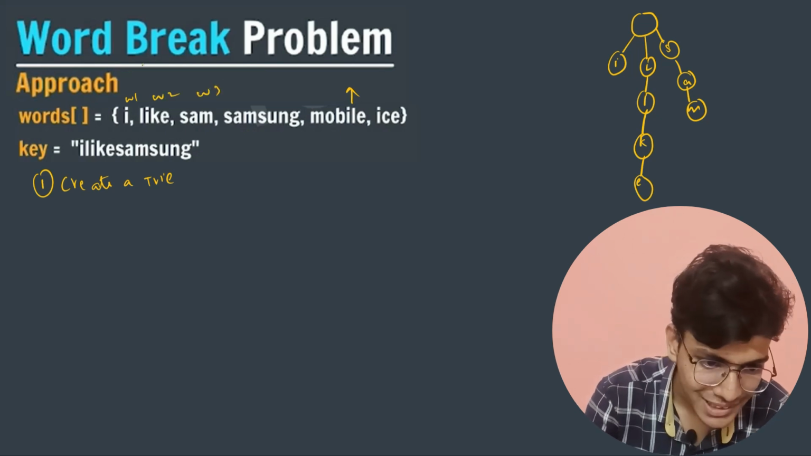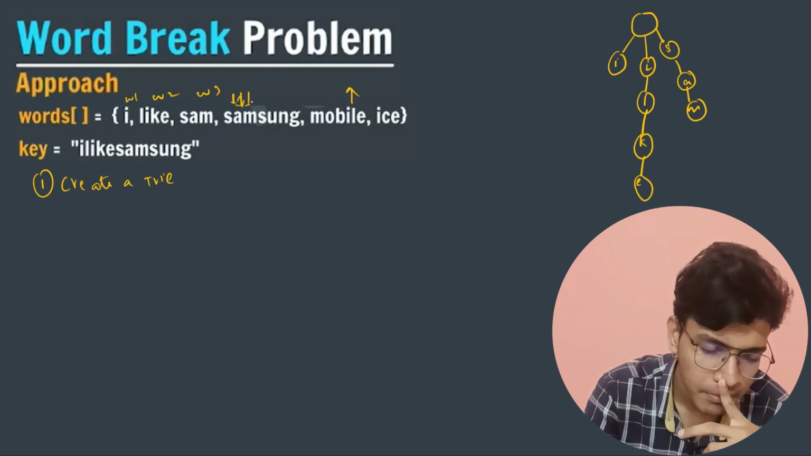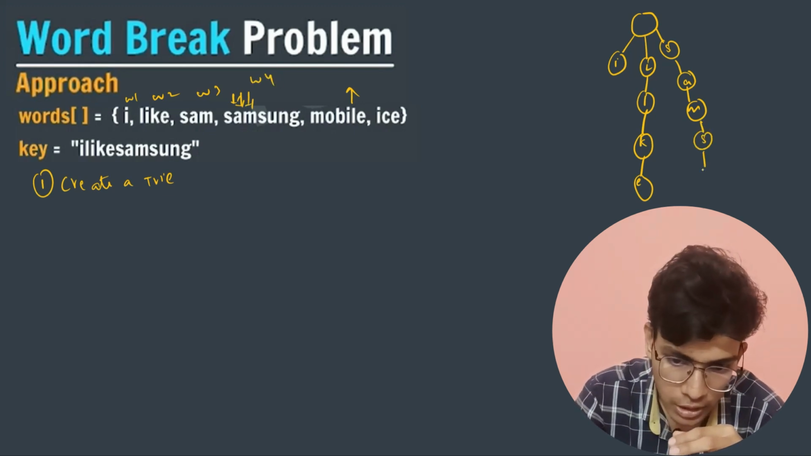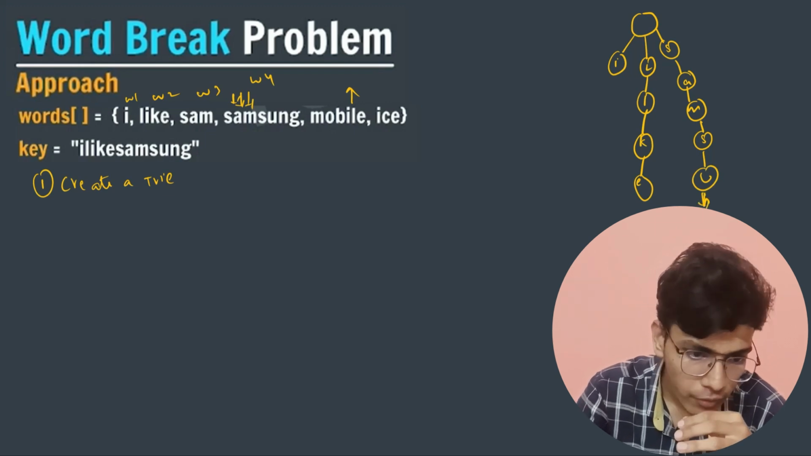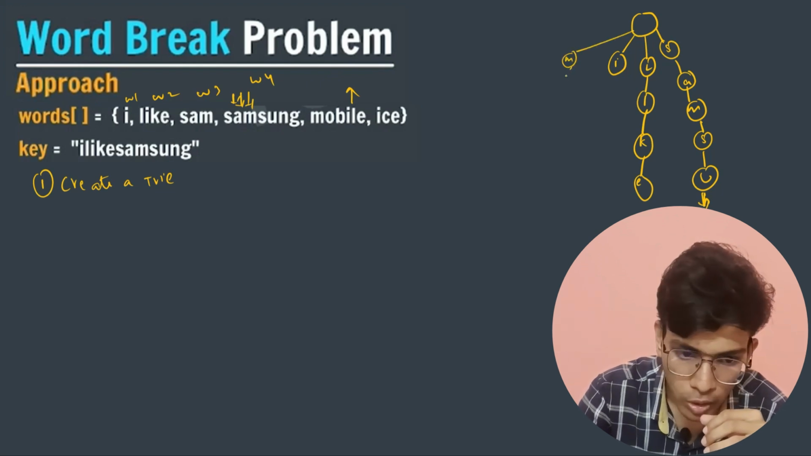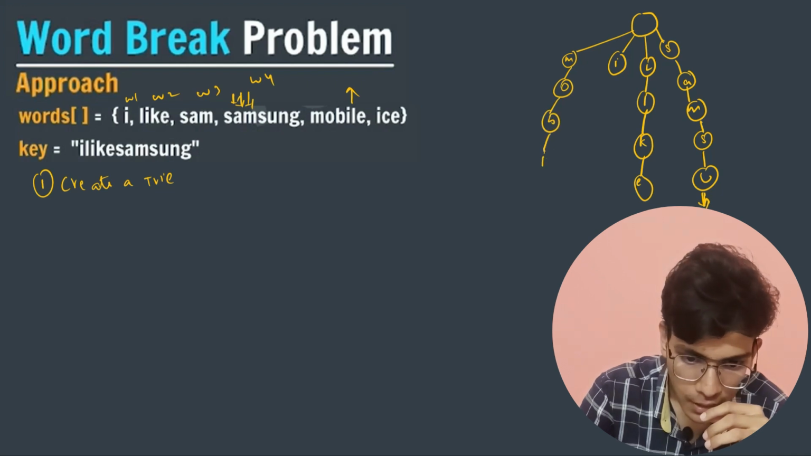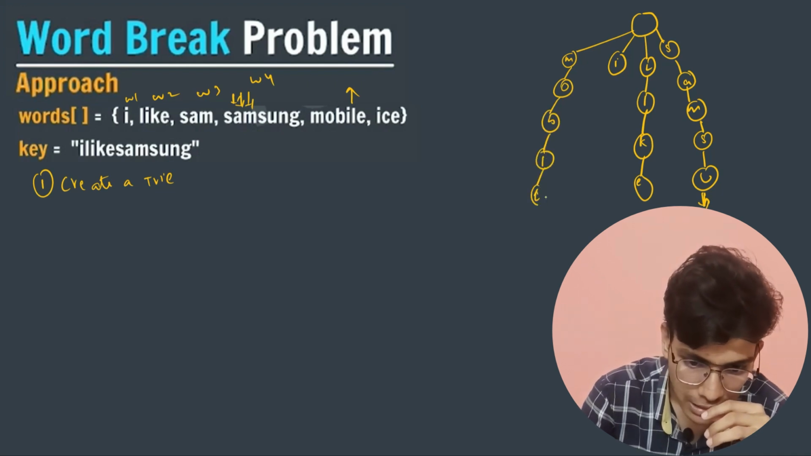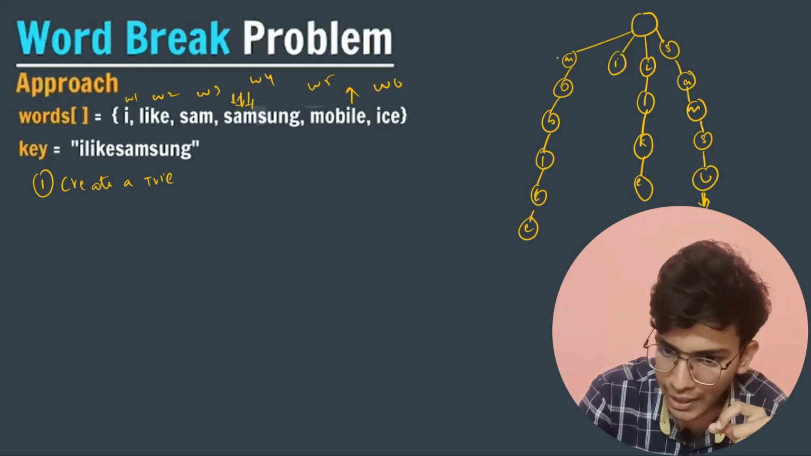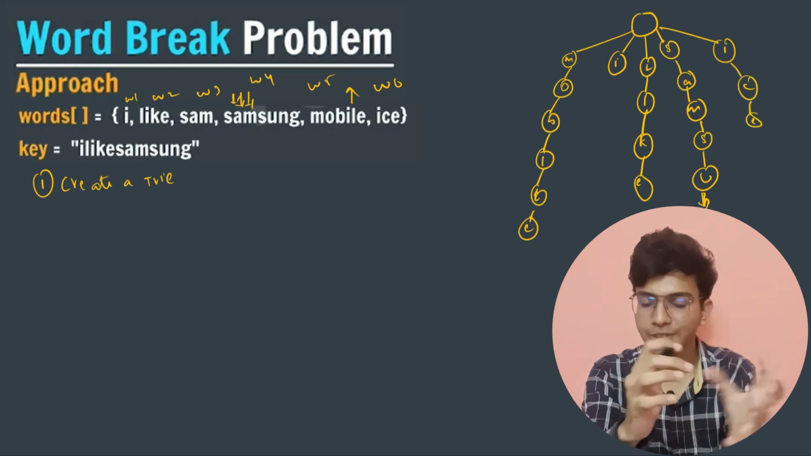Now word 4: S is already existing, A is already existing, M is already existing. So I will start adding from S. So S, U, N, G. Now after it, mobile. So let me add it here: M, O, B, I, L, E. Now the last words, word 5 and word 6. So ice: I, C, E. So this is my whole trie.